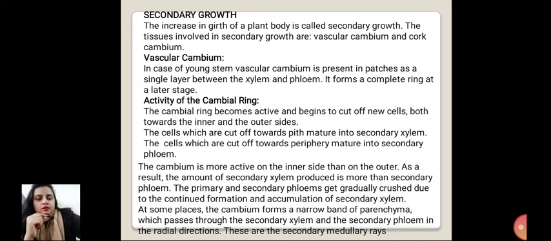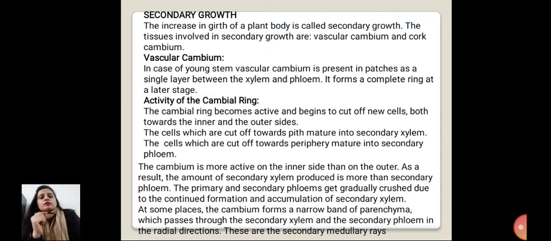Next, our topic is secondary growth, which is one of the most important topics of anatomy. What is secondary growth? The increase in girth of a plant body is called secondary growth. The tissues involved in secondary growth are vascular cambium and cork cambium. We know that the plant increases lengthwise by the activity of meristematic tissue and increases in girth by the activity of vascular cambium. That is secondary growth.